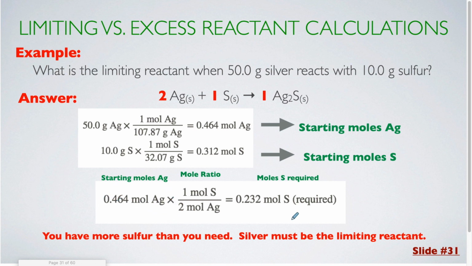Now what you need to do is compare how much sulfur you're starting with and how much sulfur is actually required. Because we have more sulfur over here, 0.312, than what we actually need, 0.232, then sulfur must be the excess reactant. It's the thing that we have more than enough of, which means that our other reactant, silver, must be the thing that runs out first. So in this situation, silver would be the limiting reactant.